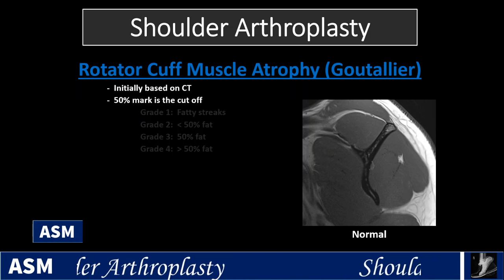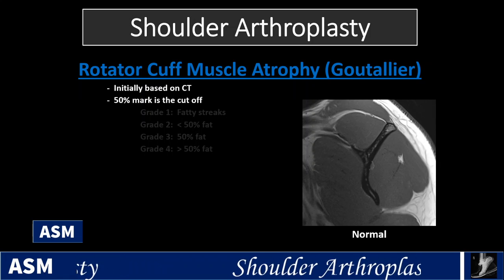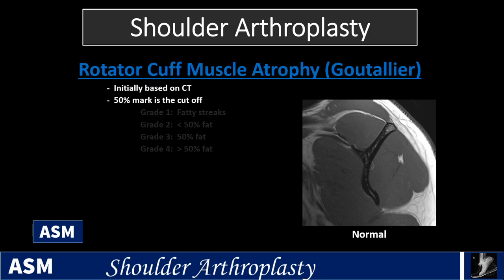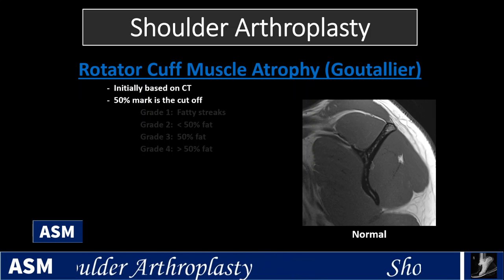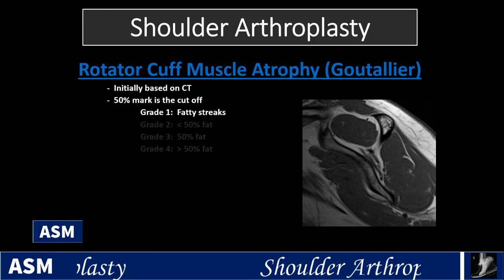So when we look at the muscles of the rotator cuff, you want to try to grade the degree of atrophy. Initially, this was made off of CT, but it's been extrapolated to MR. 50% is the cutoff, so this is normal here. T1 sagittal, you want to make sure you go medial enough to see the muscles.